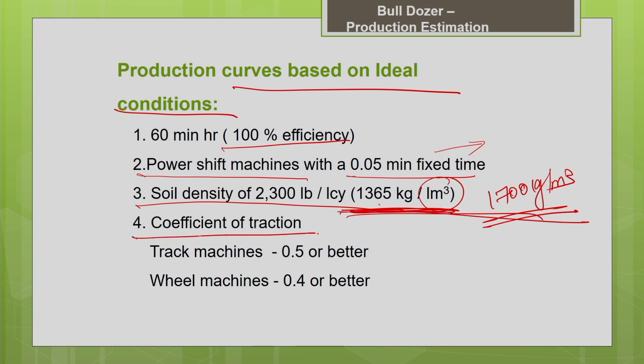Then the coefficient of traction assumed for the track machines is 0.5 or better than that, and for wheel machines it is 0.4. So, in your project site, if the coefficient of traction is going to be lesser, then accordingly you have to adjust the productivity which you have chosen from the curves. You have to apply the correction factor. If the traction is going to be lesser, your productivity will also be reduced.